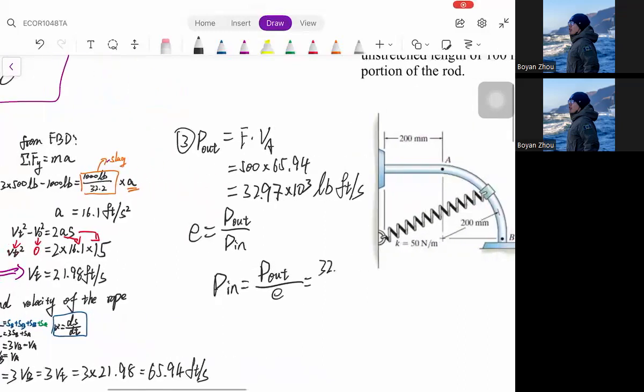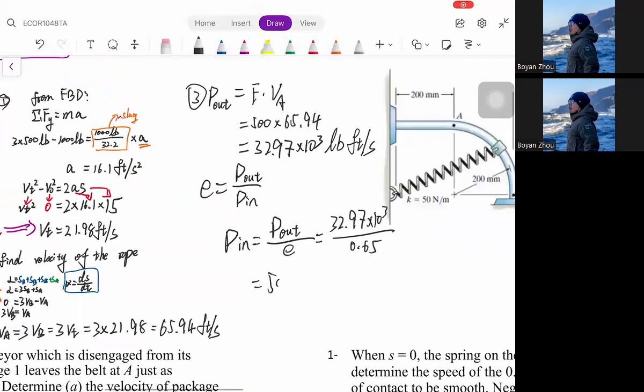And that is 32.97 times 10 to the third over 0.65. And that is equal to 50.72 times 10 to the third pound feet per second. So here's the final answer.